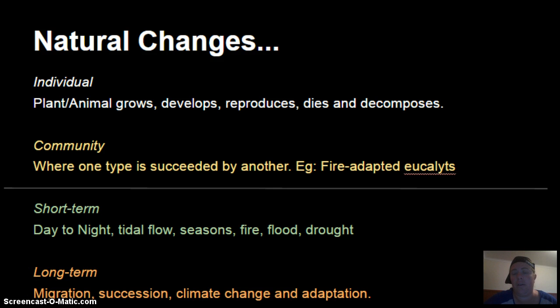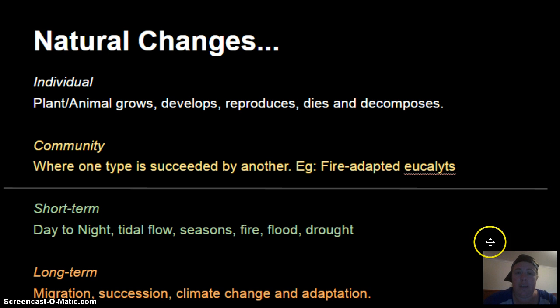So some species figure out a way to survive. And that's why I've got the example of the fire-adapted eucalyptus. So they figured it out. Fires are coming through. We need to get used to this. So a whole bunch of plants eventually become adaptable to fire. And eventually they're the ones that survive and the others not so much.